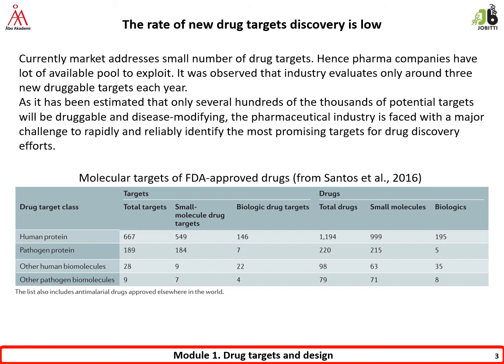If we take a look at the table, we will see that besides human proteins, a lot of FDA-approved drugs also target proteins of pathogens. Most of the FDA-approved drugs are small organic molecules, but in the case of human protein targets, many biologics also serve as drugs. This is not the case for pathogen protein targets, where almost all approved drugs belong to small organic molecules.